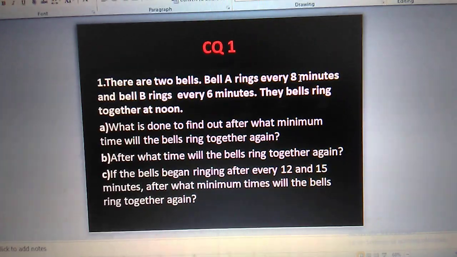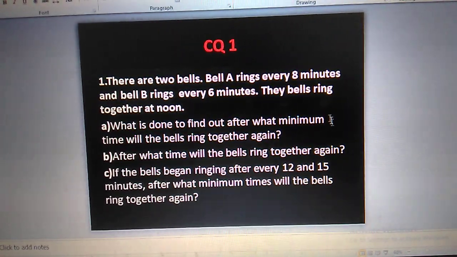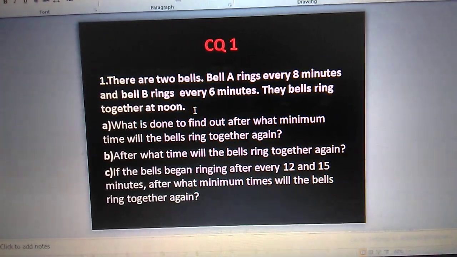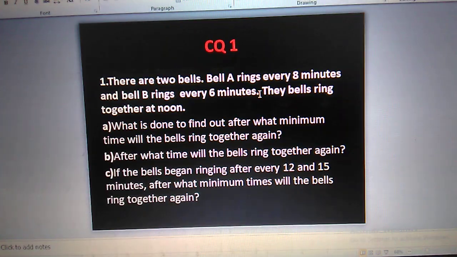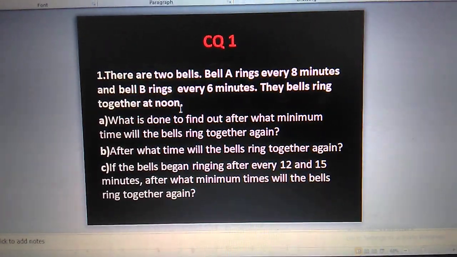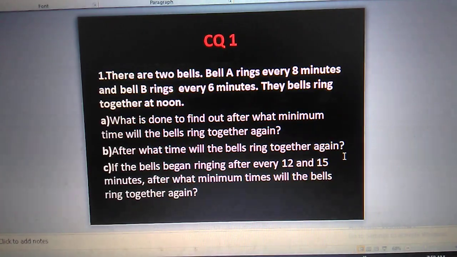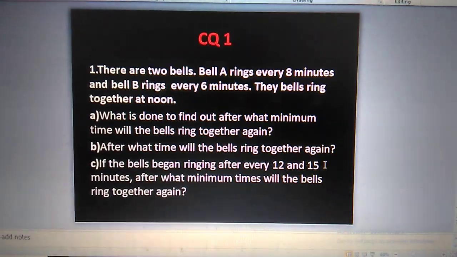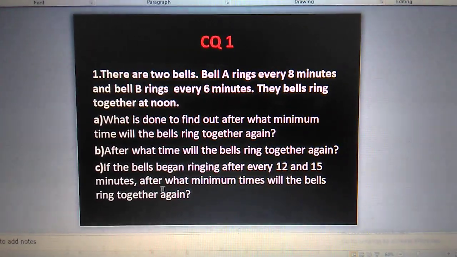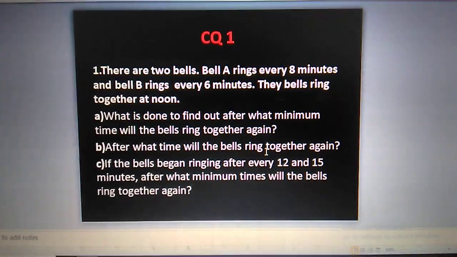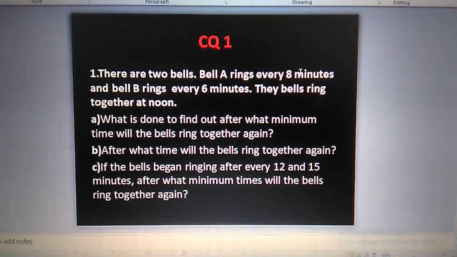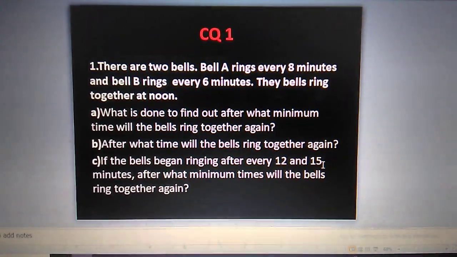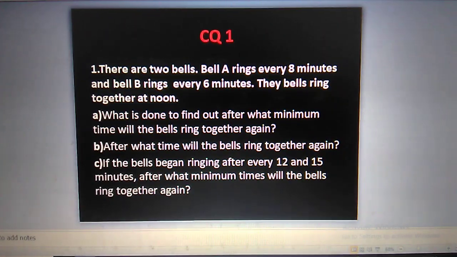So here we'll do the LCM of 6 and 8, and what we get, we'll add that to noon, which means 12. So whatever minutes we get after doing the LCM, we will add to 12, then we'll get the result. If the bells began ringing after every 12 and 15 minutes, after what minimum time will the bells ring together again? This is also the same, but here you find the LCM of 6 and 8, and there you will find the LCM of 12 and 15.